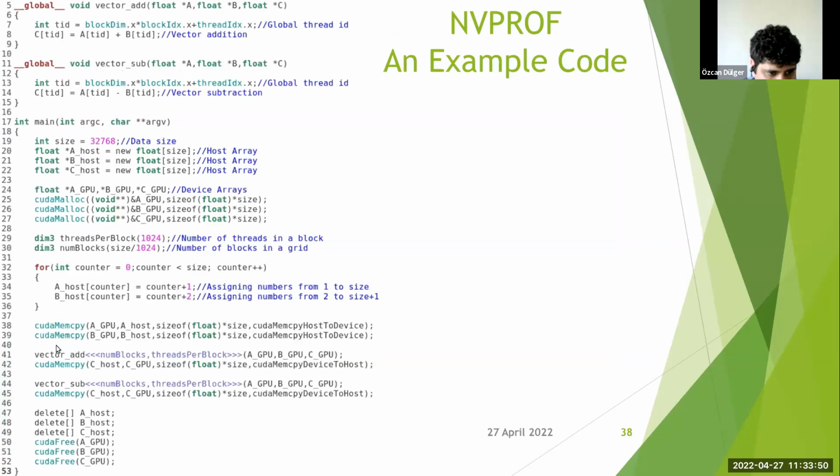here we have four CUDA memcpy operations. The first two are from host to device, where we copy the values from host to device. In the third one, we copy the result from device to host. In the fourth one, we copy the array from device to host. So two copy operations from host to device, two copy operations from device to host.